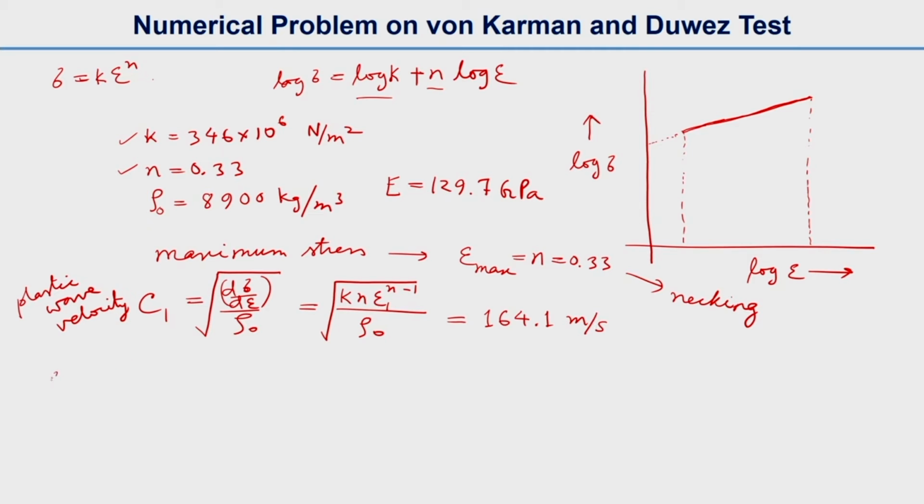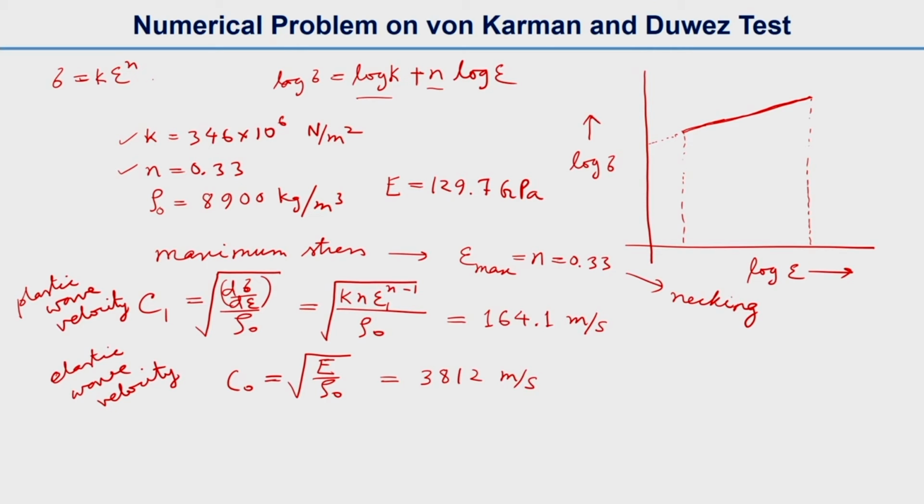And what about the elastic wave velocity? The elastic wave velocity is C naught, and as you know, this is simply the square root of E by rho naught, which will give us 3812 meter per second. As we know, it's much faster than the plastic wave.